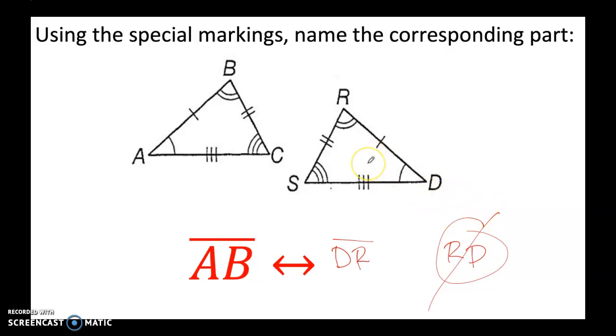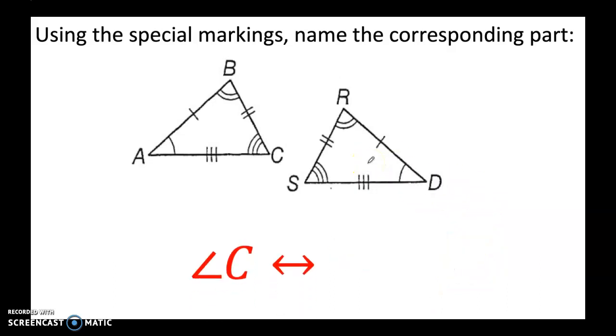Another, angle C corresponds to, so let's check for triangle ABC. Angle C with three arcs. So we look for the three arcs in triangle DRS, and that will be angle S. Therefore, angle C corresponds to angle S.